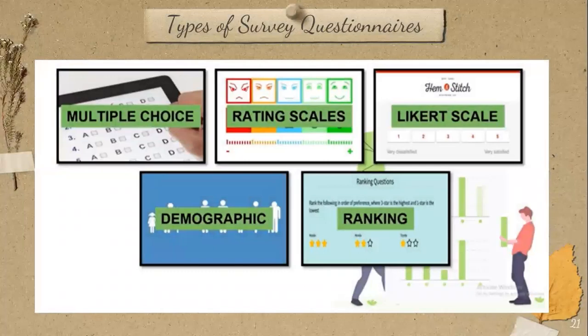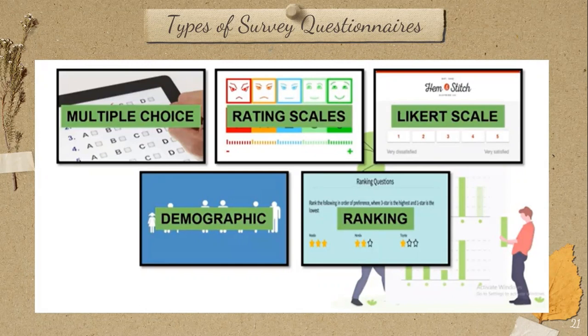We have also here the types of survey questionnaires. We have number one, the multiple choice. Multiple choice, like they have choices like A, B, C, D, E, and so on and so forth. Rating scales from 1 to 10 or 1 to 5 and so on. We have also here the Likert scale. It measures the respondent's opinion or feelings toward a specific topic.